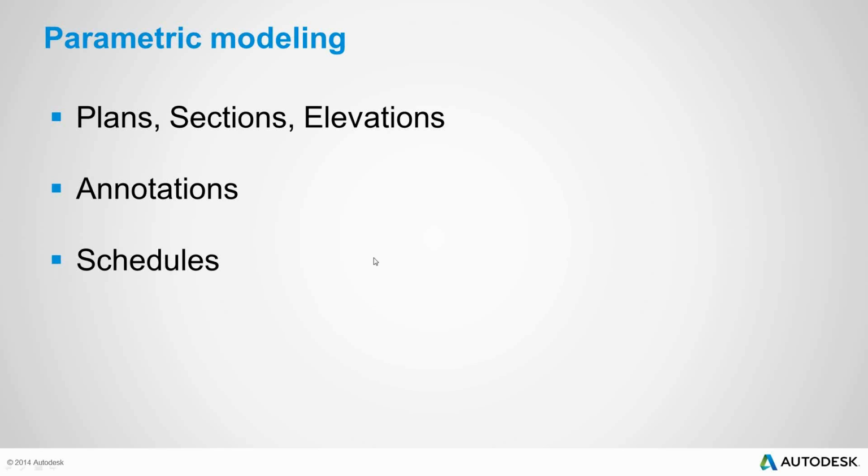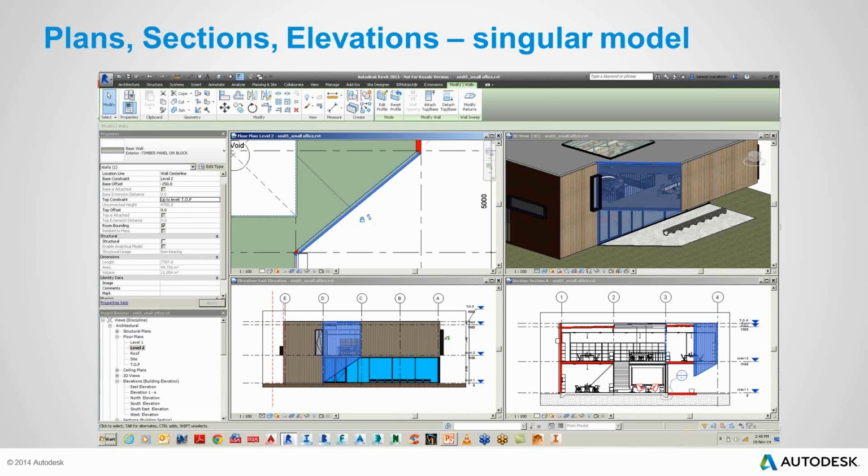So when you make a change to a wall, whether it's in plan, section, elevation, or in the 3D view, it updates in all views. I can select this wall, I could lock it if I don't want to move it around, or I can push and pull it, I can change the angle, and in my elevation, my section, and my 3D views, it's all going to update instantaneously.